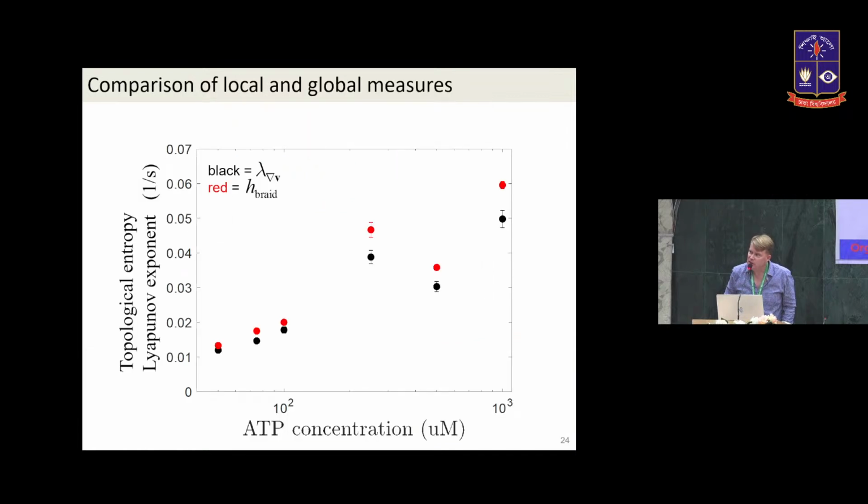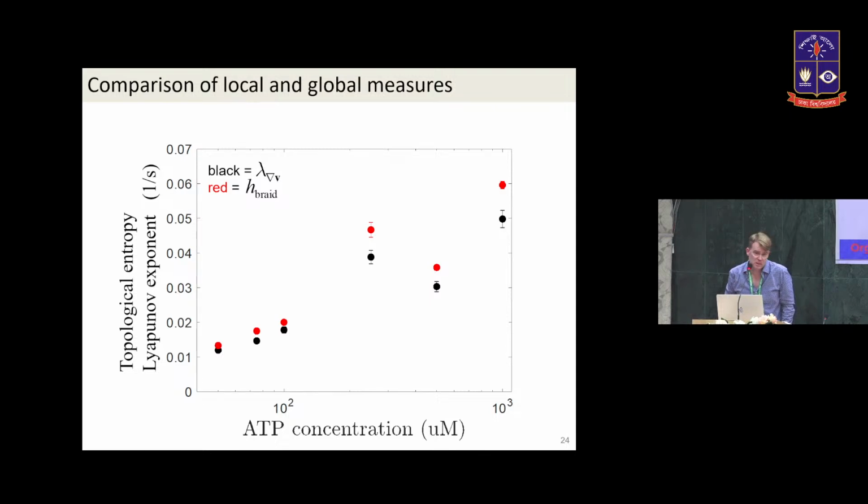I'll just mention that you can do different experiments at different levels of ATP. The more ATP you put into the system, that's like putting more fuel into the system, roughly speaking, and it goes faster. So you have this upward trend here. And in every one of the cases, the Lyapunov exponent is slightly below the topological entropy.